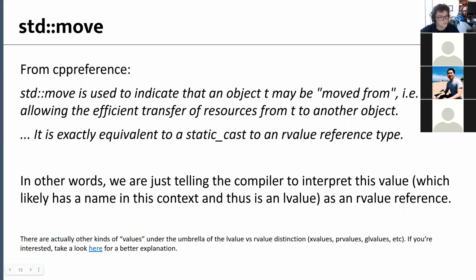Yes. Yep. And in fact, if you want to avoid using std::move and you just want to do the static cast yourself, that's totally valid. You can cast all your L values you want to R values the long way, and that's totally valid.